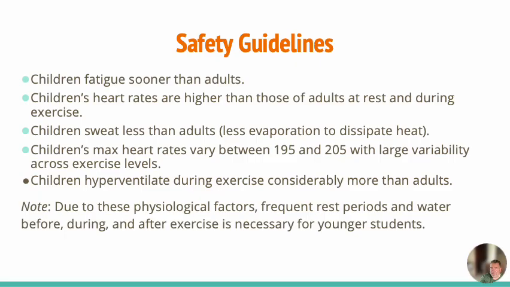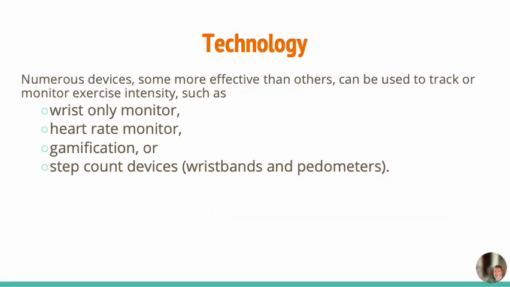A couple things to take into consideration. Children's physiology differs from adults. They fatigue faster, have higher heart rates, sweat less, and hyperventilate more. Their maximum heart rate is often between 195 and 200 beats per minute. Frequent rest and hydration are crucial to prevent overheating. Students may also start to panic if they get too hot and their heart rate gets too high.